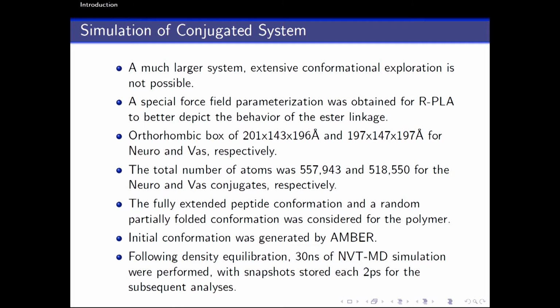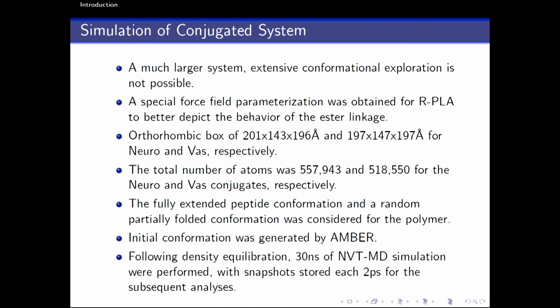There was somewhat of a disproportion in the size of the polymers with respect to the peptides, and in future investigations we're going to actually work with a shorter polymer. So this is a much larger system. A 150 residue polymer is actually pretty big. And in this case, extensive conformational exploration like the one that we did with a small peptide is not really feasible computationally. So we actually started from some extended structure and performed MD simulation to see what the conformational preference over a period of time would be.